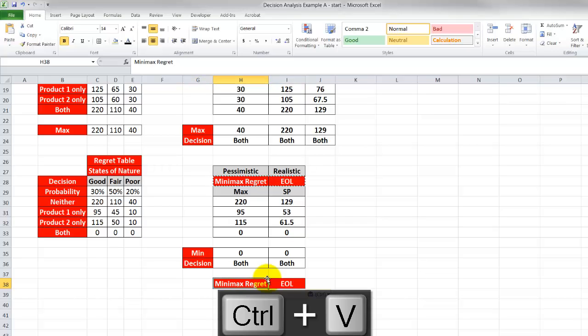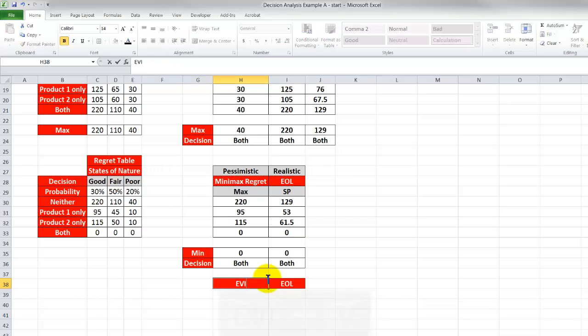We have expected value given, and I'm going to write that with this symbol here, the given symbol. It's right above your enter key if you hit shift. Expected value given perfect information, and then we have expected value of perfect information. So a very subtle difference there.